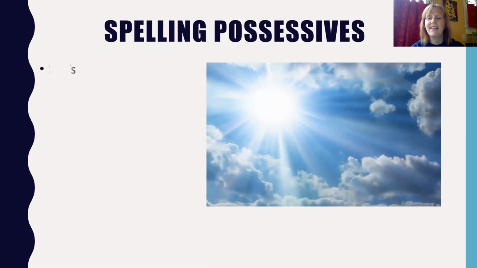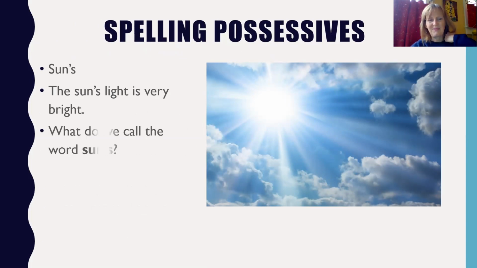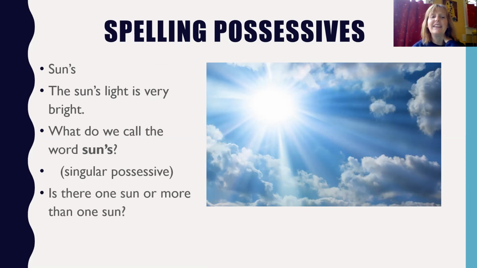Then we have this kind of possessive. Sun's. Wow, I almost have to squint to look at my own screen. The sun's light is very bright. How many suns do we have in our sky, in our solar system? What do we call the word sun's then? Singular possessive. One sun, and it's possessing all that light. So we have the word sun in singular, then we add apostrophe S to show the possessive. Nicely done. Okay, let's get some practice in.